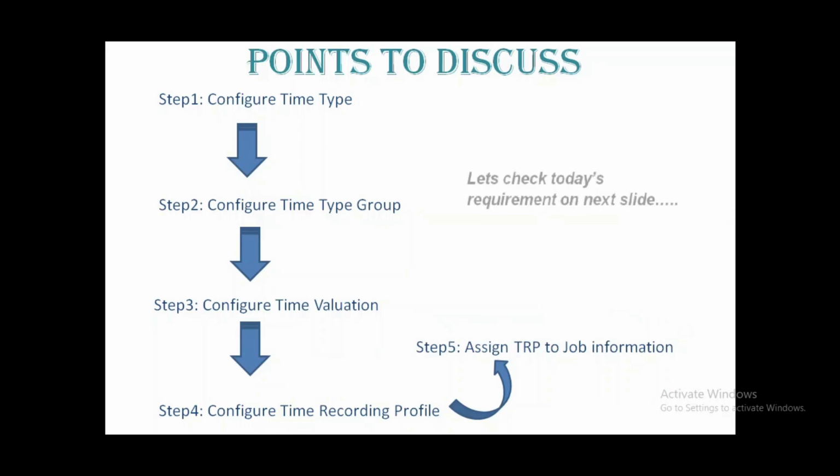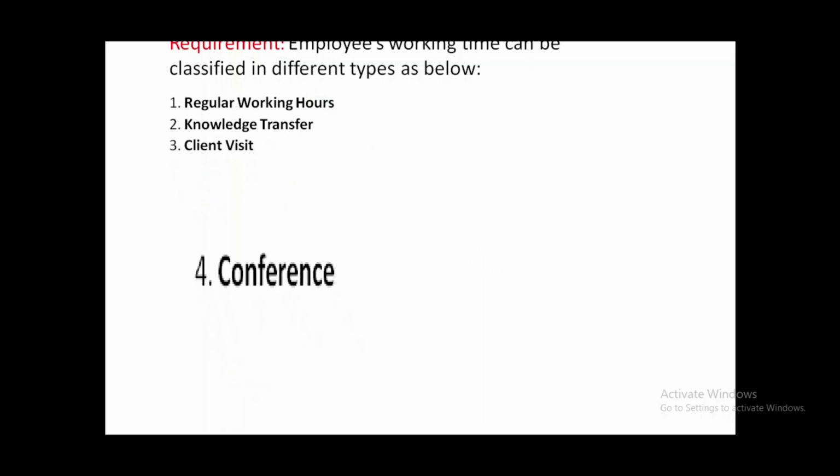So now let's check today's requirement on this particular topic. Today we just pick a simple requirement to demonstrate this functionality in the system. The requirement is: suppose one employee in an organization can work in different time types, meaning different attendance types. What are those attendance types? First one is regular working hours, second one is knowledge transfer, third one is client visit, fourth one is conference.